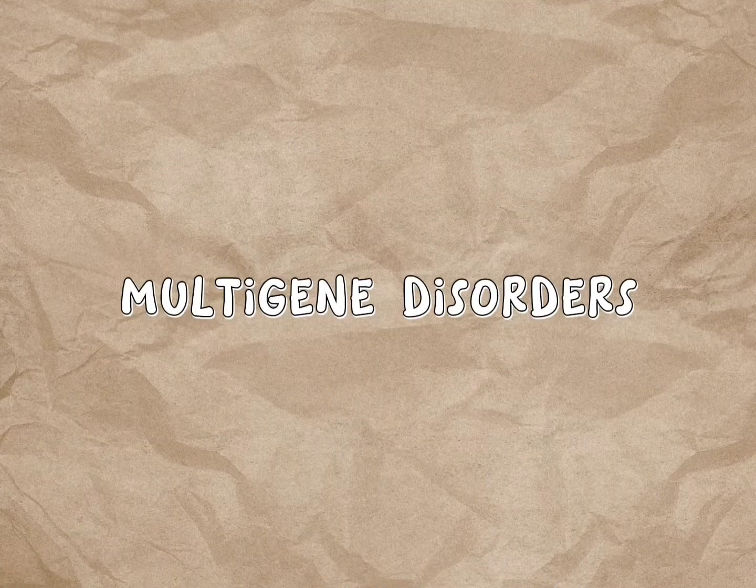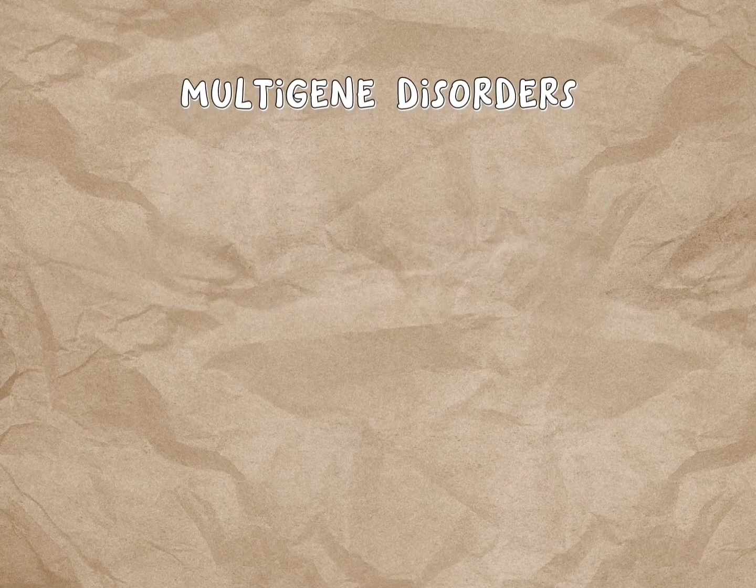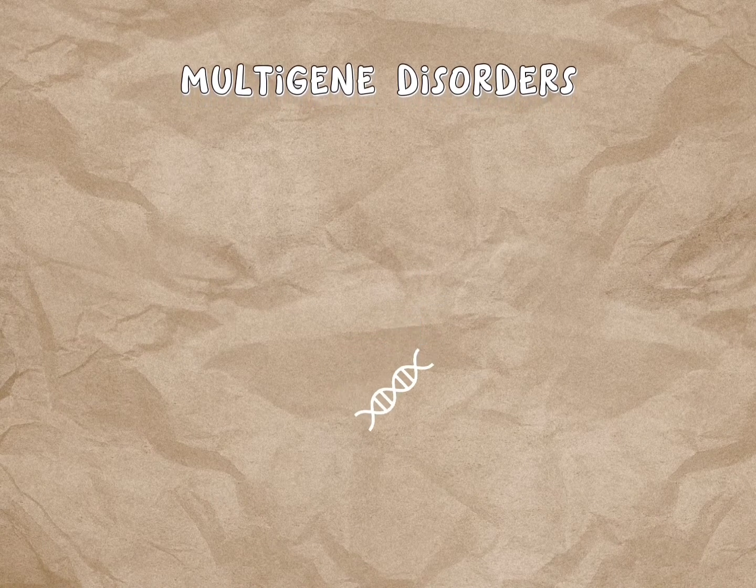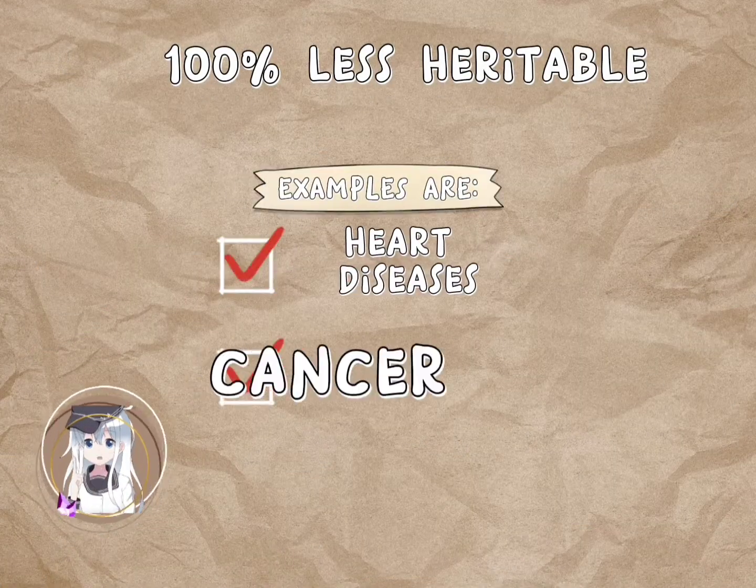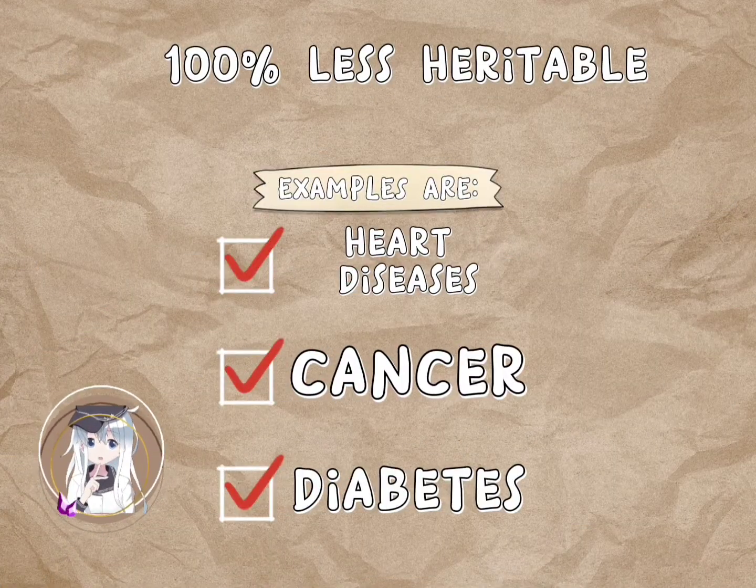The second one is the multi-gene disorders. It consists of 2 or more genes which are defective and responsible for the disease, and this is less than 100% heritable. Examples include heart disease, cancer, and diabetes.